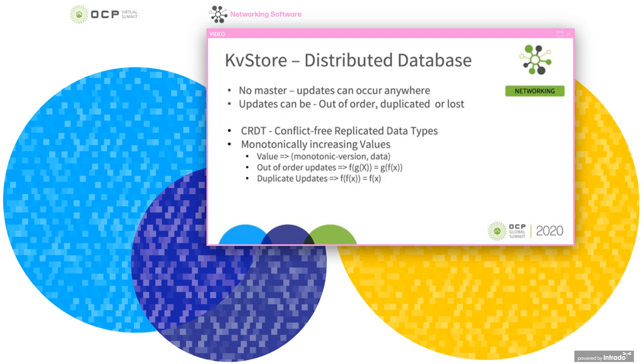This solves two of the problems we described. If the update occurs out of order, we just retain the higher version, and the lower version is ignored. If an update occurs two times, it has no effect because we just retain the higher version.